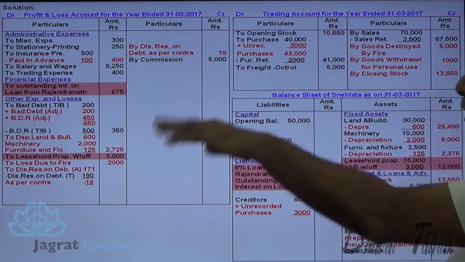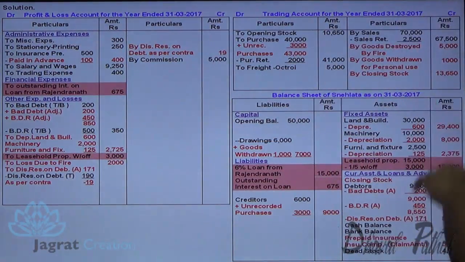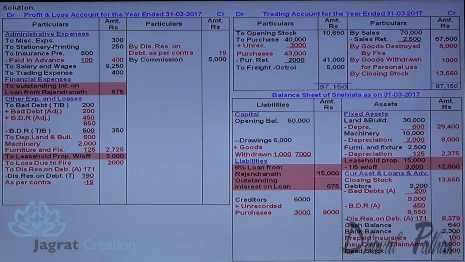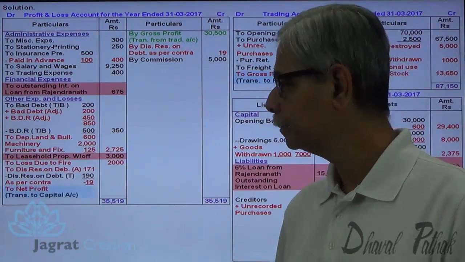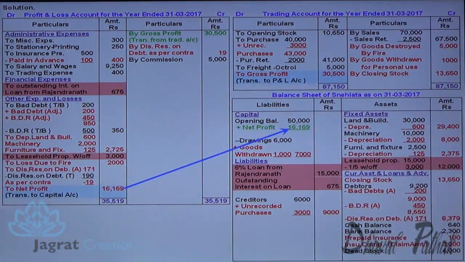Now this is how all the details are considered. First close this trading account, total of credit side minus total of debit. You will get the profit. That profit is transferred to the credit side of profit and loss account. Have a net profit, total of credit minus total of debit, you will get the net profit over here. That will be transferred to the capital account. So capital account is added with this profit. From this, drawings and goods withdrawn are deducted. 7,000 is deducted. 59169 is the closing balance of capital that will appear on the balance sheet liability side.